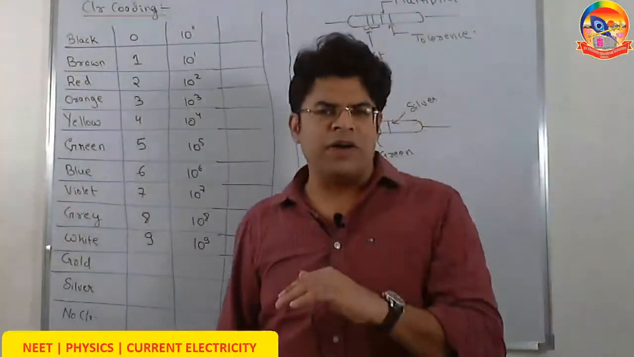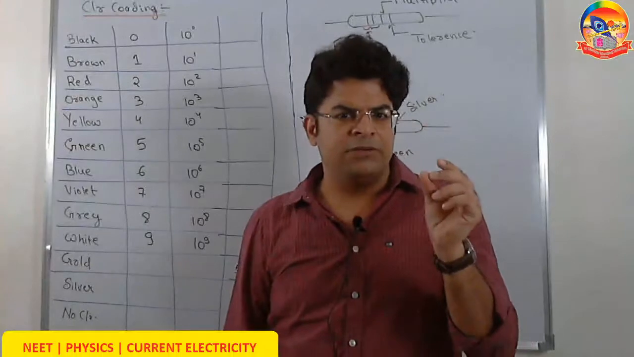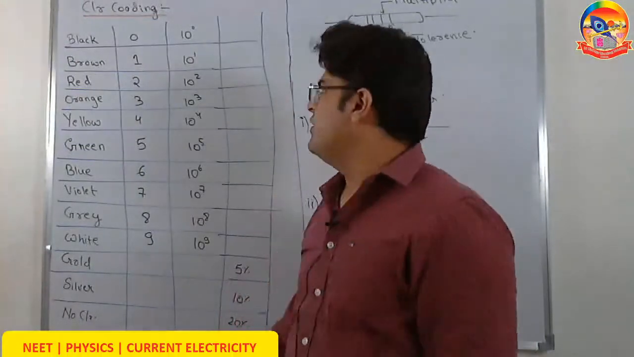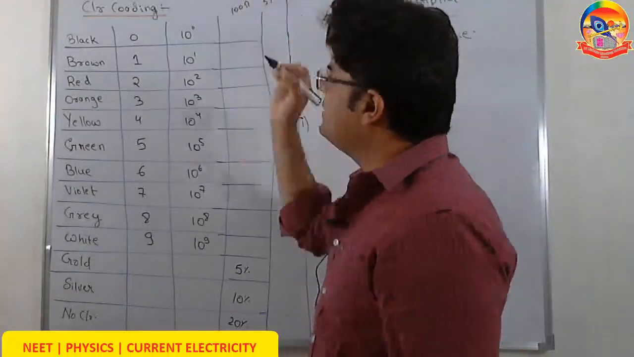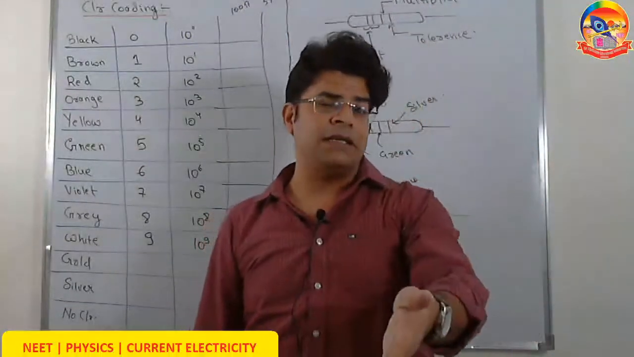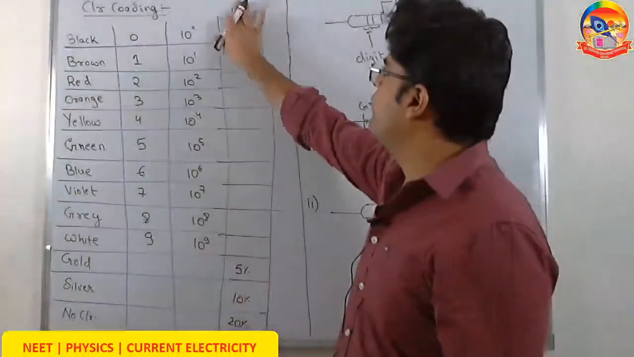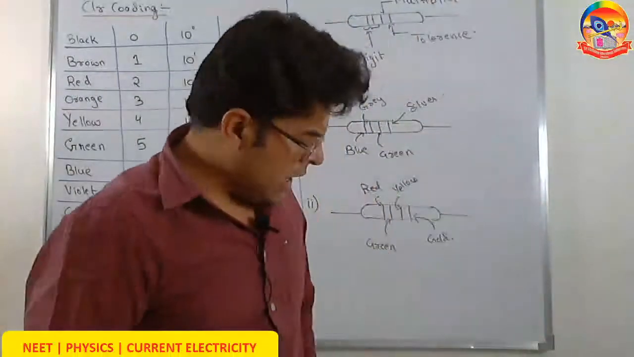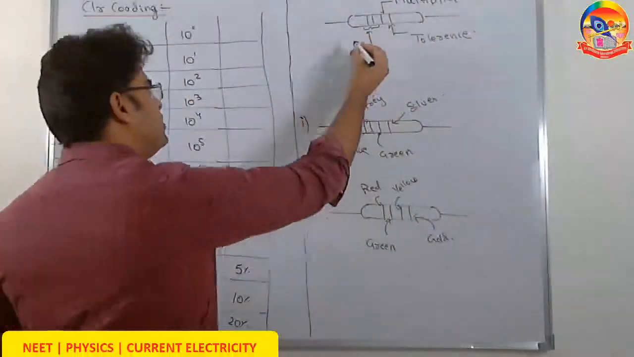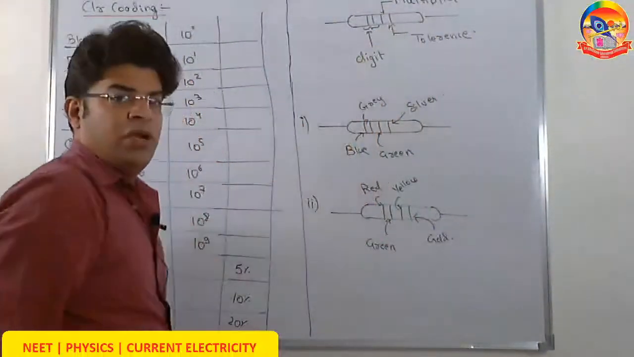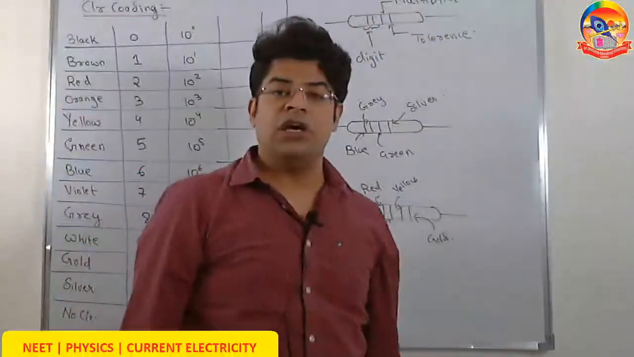If the tolerance is 5%, it means that the resistance varies within a 5% range. So let's say resistance is 100 ohm and tolerance is 5%. It means that it might be 5% more or 5% less. So it might be 5% more, 105, or it might be 5% less, 95. So now, how to use color coding? If we have any resistor, the first 2 strips represent the digits, the third strip represents the multiplier, and the fourth strip represents the tolerance.